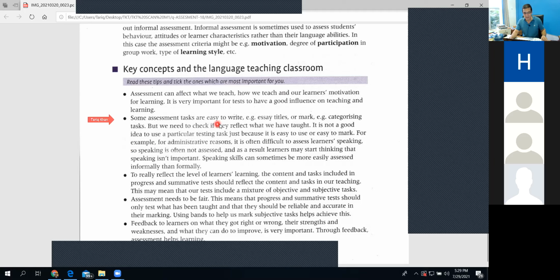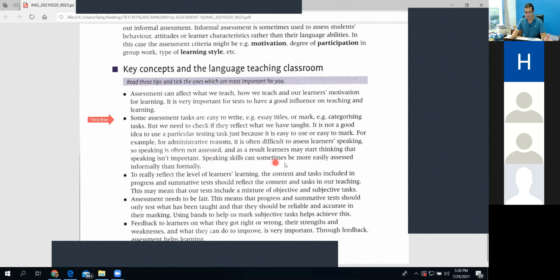Some assessment tasks are easy to write, for example essay titles or mark categorizing tasks, but we need to check if they reflect what we have taught. It is not a good idea to use a particular testing task just because it's easy to use or easy to mark. For example, for administrative reasons, it is often difficult to assess learners' speaking. So speaking is often not assessed, and as a result, learners may start thinking that speaking isn't important.